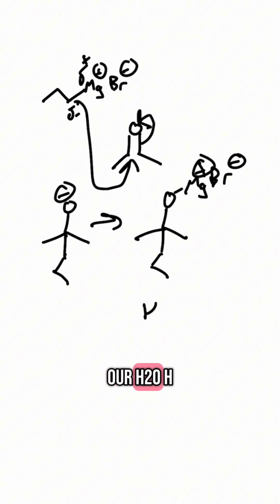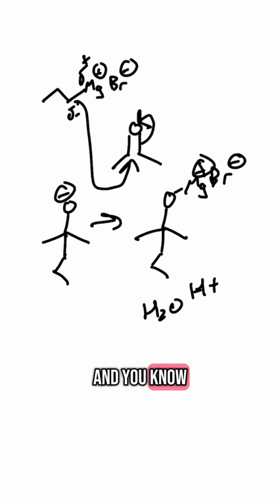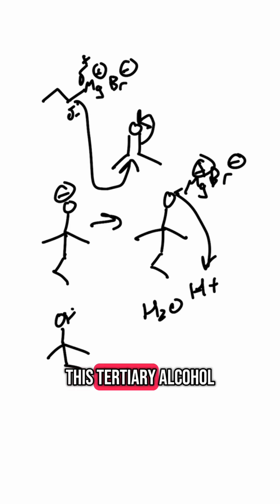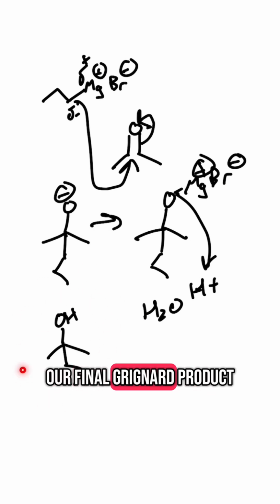We come in with our H2O, H plus, and it grabs that, leading to our final product of, oh, that's terrible. This tertiary alcohol right here. So this is our final Grignard product.